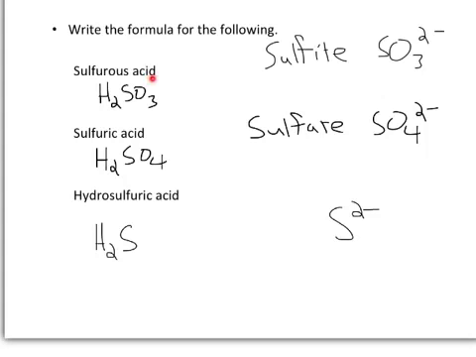So we have sulfurous acid. We know it's an oxyacid because it does not have hydro in its name. So OUS came from ITE, so this is the sulfite ion, so it's H2SO3. Sulfuric, the IC comes from a polyatomic ion ending in ATE. We know that sulfate is SO4 2-, so sulfuric acid is H2SO4. Hydrosulfuric acid, the hydro tells us it's a binary acid, so this must be hydrogen and sulfur, because sulfur likes to have a negative 2 charge. It's in the same column as oxygen. Hydrosulfuric acid is H2S.